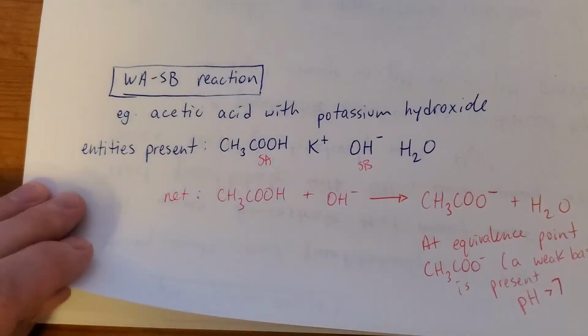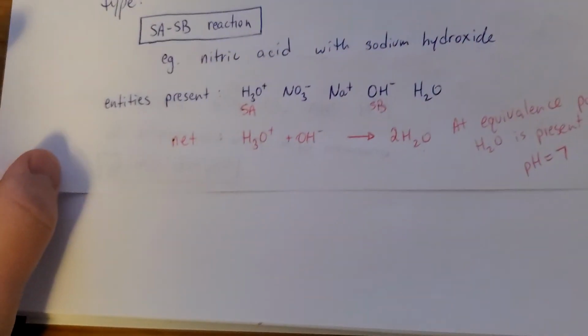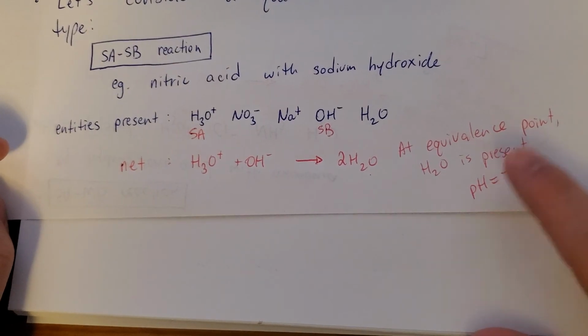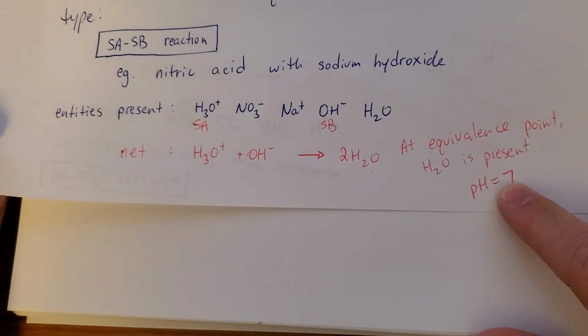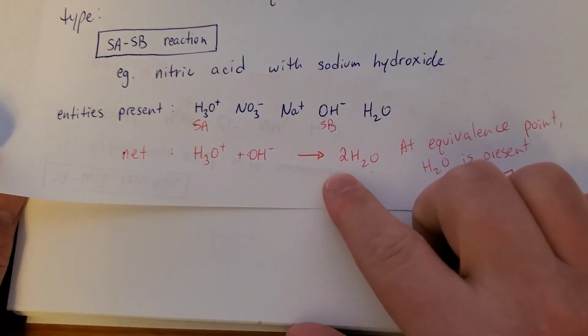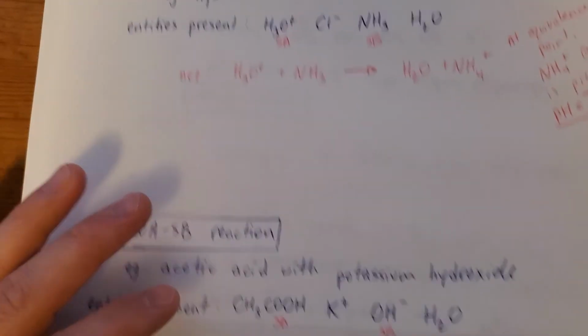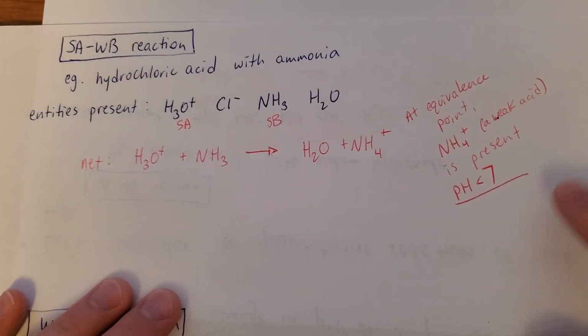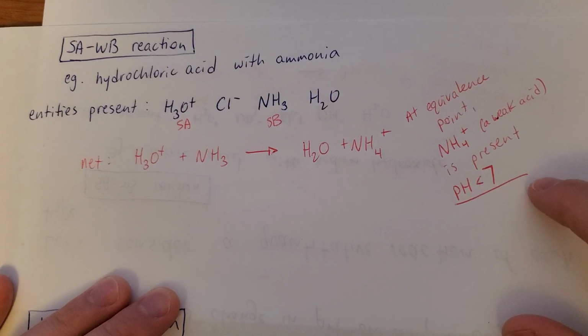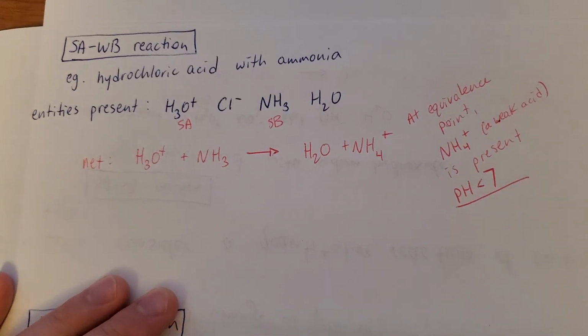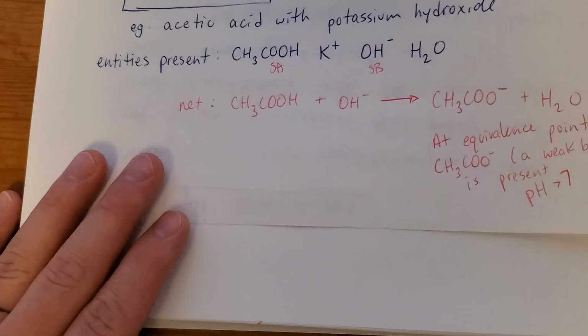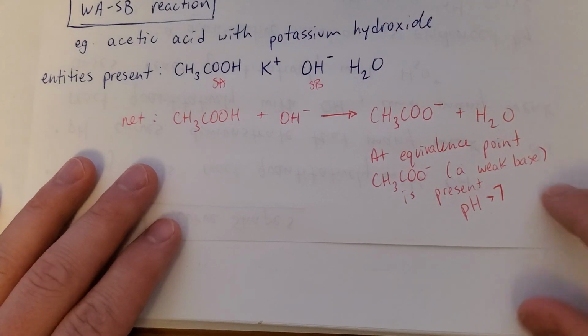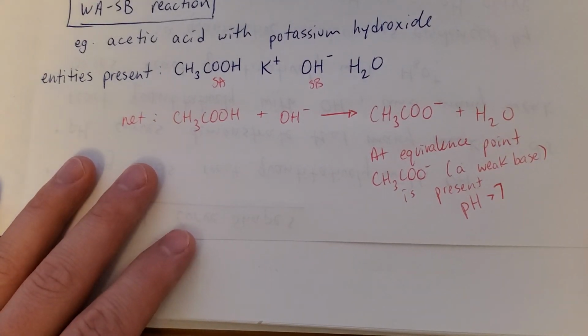Just a reminder, strong acid, strong base quantitative reactions have an equivalence point at pH 7, because they only form water. Strong acid, weak base, at equivalence point, it's weakly acidic, so it has a lower pH. Strong base, weak acid, equivalence point is slightly basic, so the pH is greater than 7.